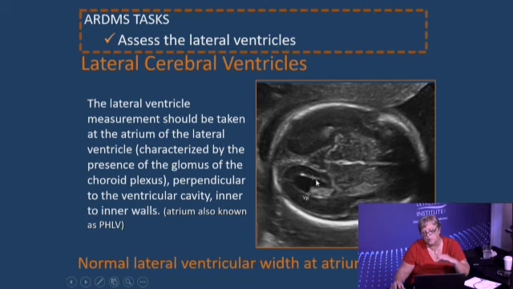And we can see that we want to be perpendicular to how that ventricle is lying. So atrium, posterior horn of the lateral ventricle, glomus, all of these things are right here in that posterior horn. And remember 10. Within the head, remember everything should be less than 10.